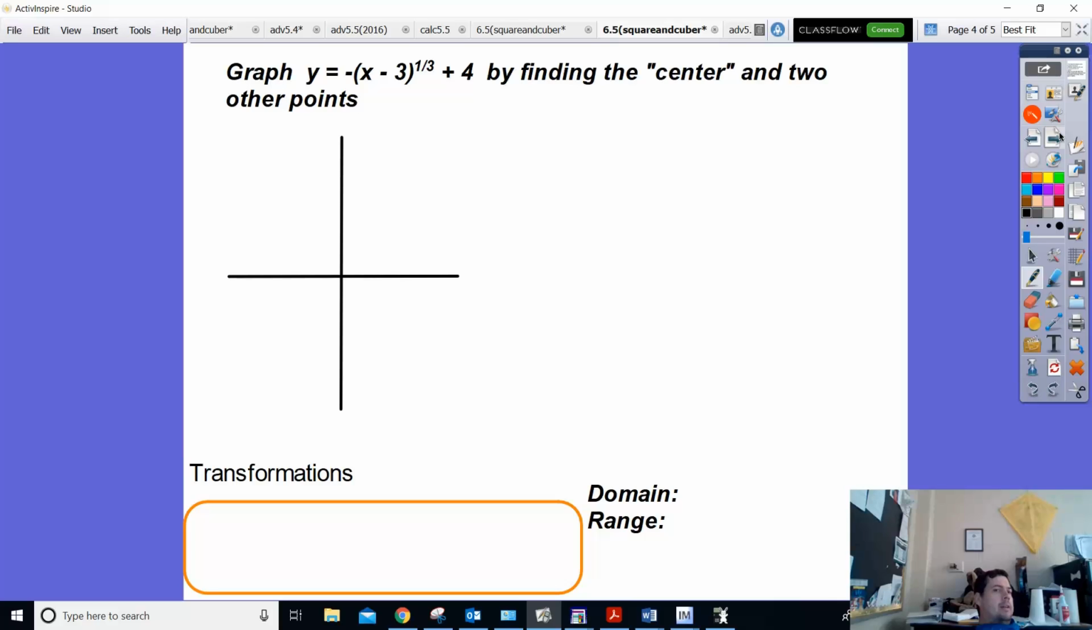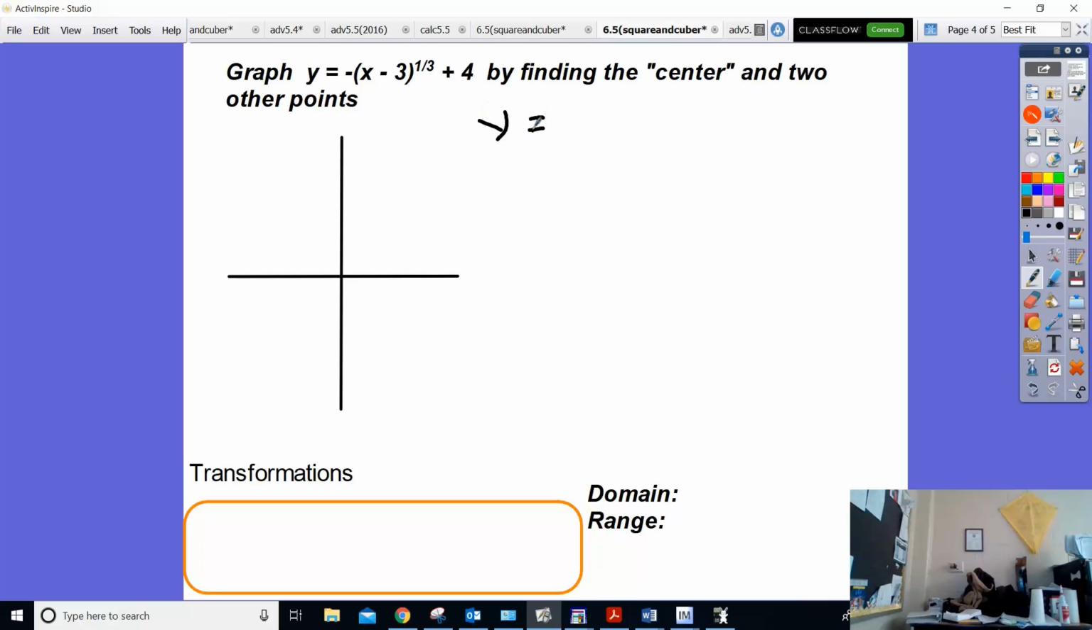All right, graph y equals negative (x minus 3) to the 1/3 plus 4 by finding a center and 2 other points. This probably isn't obvious to some of y'all. What root is that? Cube root. All right, that's a cubic root for you. We talk about power over root when we talk about this exponential form.